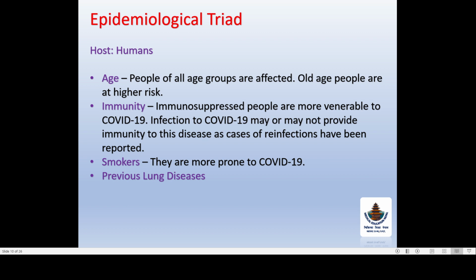Now, immunity is another factor. Immunosuppressed people are more vulnerable to COVID-19. Infection with COVID-19 may or may not provide immunity to this disease, as cases of reinfection have also been reported. So it means that even after you get COVID-19 and recover from it, there are still chances that reinfection may occur. Smokers are also more prone to COVID-19, as I said in the earlier slides that it affects the upper respiratory tract, and smoking is also related to the upper respiratory tract. Now, previous lung disease is also an important factor.